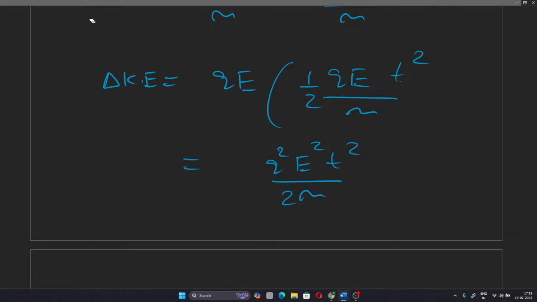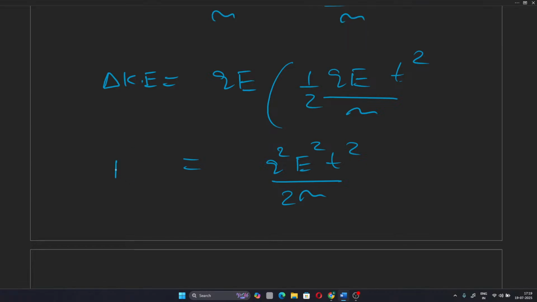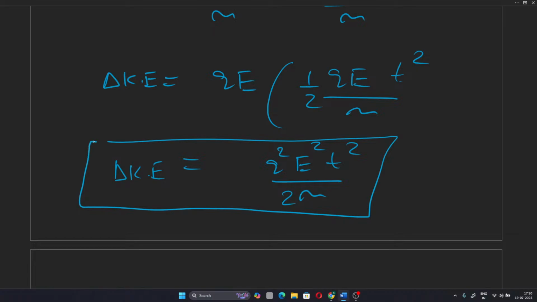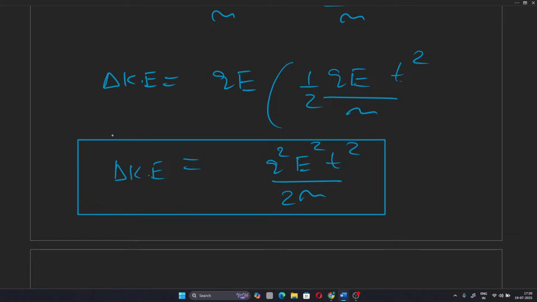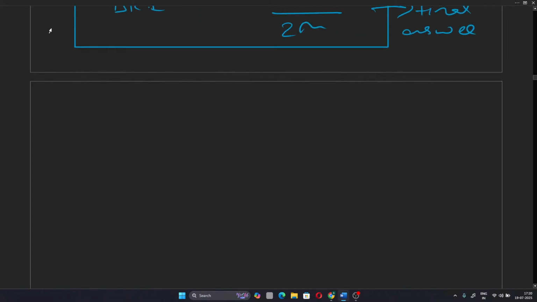Why we are going through all this headache to find an equation for change in kinetic energy is because this is the only correct formula given in the options, so this will be the final answer. Okay, then let's go to the next question.